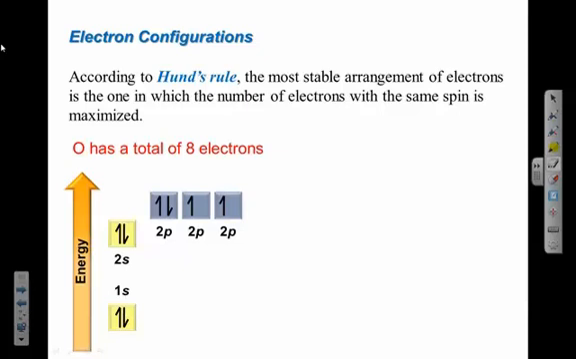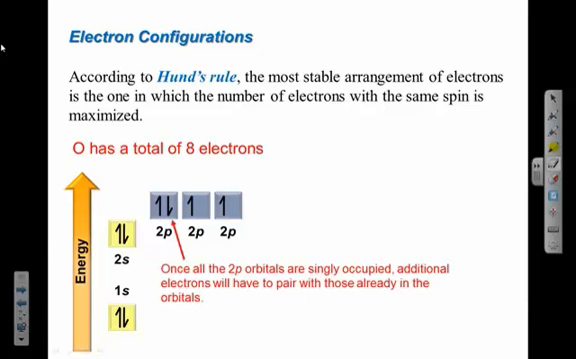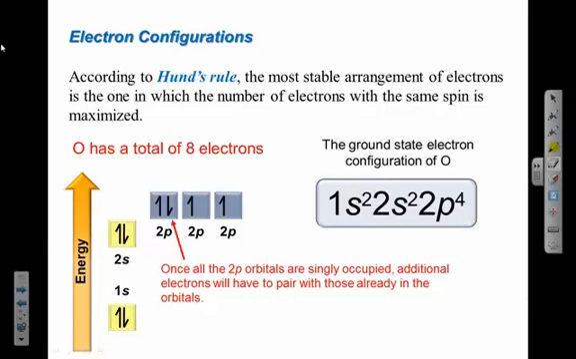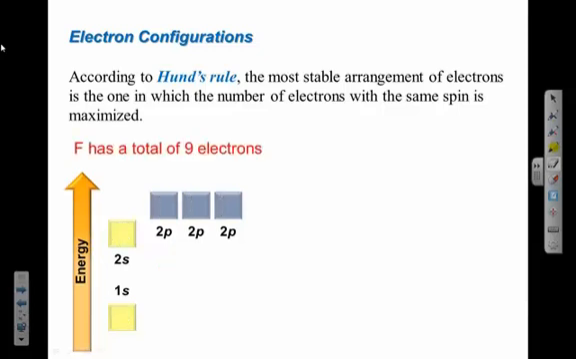But it doesn't matter. There's no difference between the 2px, 2py, and 2pz in energy, right? They're all on the same energy level. There's no reason why the new electron has to go in one of those versus the others. But we just do things in the Western world from left to right. So generally you'll see that placed in the leftmost orbital before the next, which is really arbitrary. But now I've got 4 electrons in the 2p, so I have a 2p4.